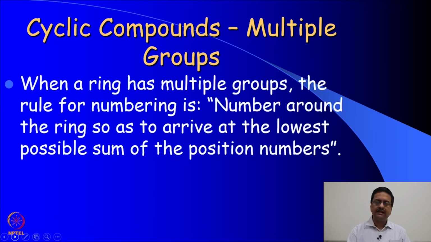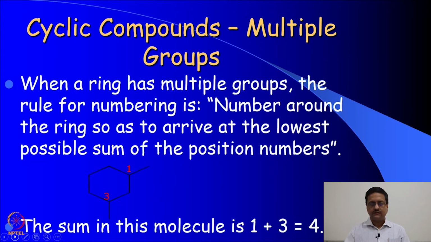Now, we need to see what happens when we have multiple groups present in one particular cyclic compound. What we need to do is give numbering, and those numbers should be such that the sum of the numbers on the substituents should be minimum. So, for example, in this particular case, the way it is written here is one way of writing it. I can write it as 1, 2, 3, 4, 5 and 6.